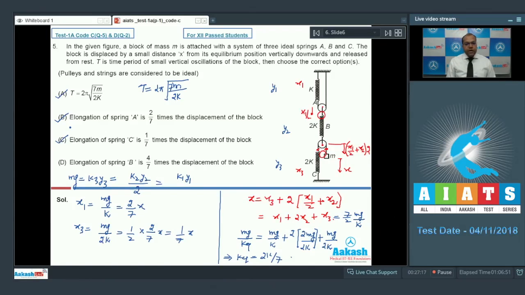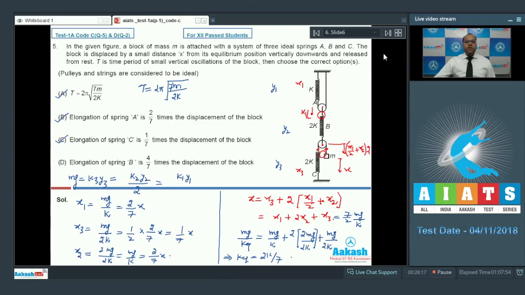Let's check option D. Elongation of spring B. In order to calculate elongation in spring B, that is x2, x2 comes out to be 2 mg divided by k2, that is 2k. So it is equal to mg by k. So I can say that it is equal to 2 by 7 of x. And it is given 4 by 7 of x. So option D is wrong. So the correct answer for question number 5 are options A, B and C.